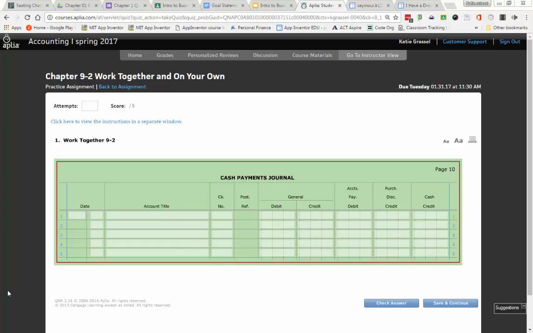And I want us to take a look at some special columns in here. We have our date column. That looks the same. Notice here, on our last purchases journal, it didn't say account title, it said account credited. But here, we're back to where it says account title.